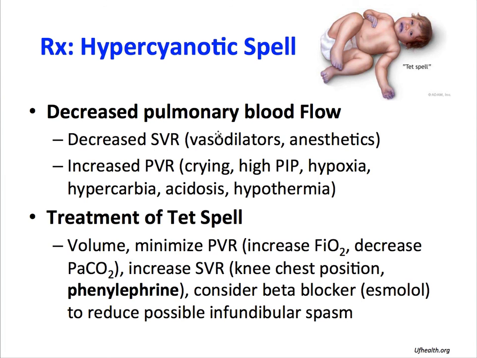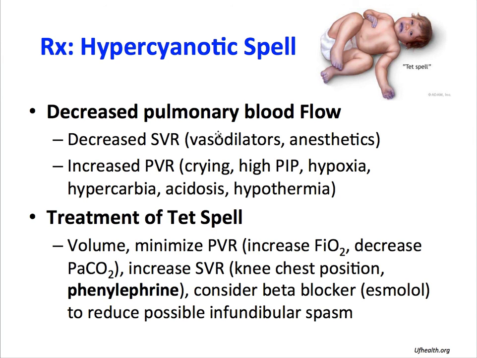So in the case of a hypercyanotic spell in a patient with tetralogy, congenital heart disease lesions, or a TET spell, what is occurring is the patient is not getting enough pulmonary blood flow. For example, if you turned on nitroprusside or vasodilated someone significantly with an inhaled anesthetic, the SVR would drop, and across the ventricular septal defect, blood would preferentially go from the right heart to the left heart, past the lungs, and you would have a right to left shunt and desaturation. So dropping the SVR can result in a desaturation.